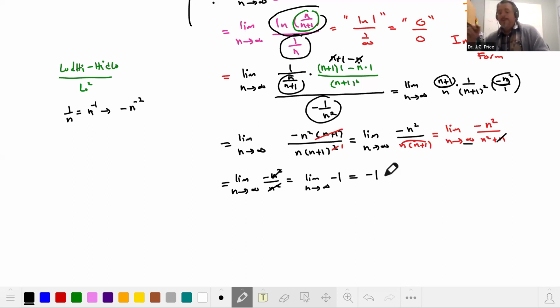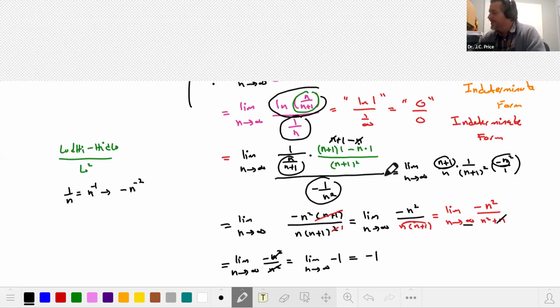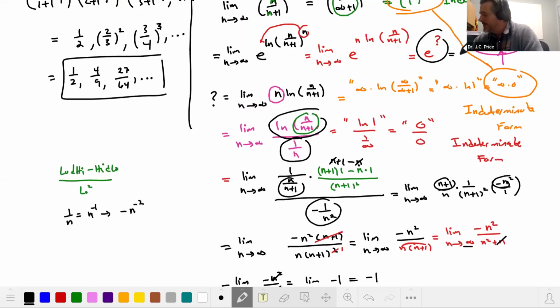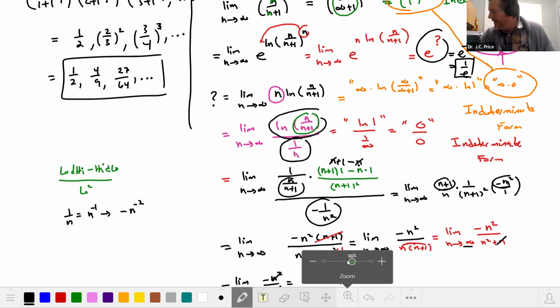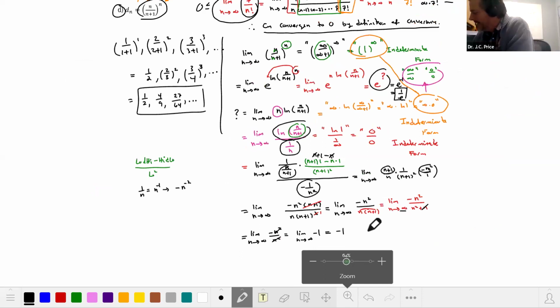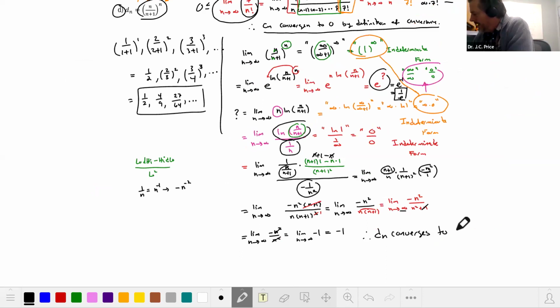And then be careful, because that's not what the sequence actually converges to. The sequence actually converges to, remember, e to the question mark. So it's actually equal to e to the negative 1, or if you like, 1 over e. So down here, let's just zoom out a little bit. So down here, when I write my conclusion, I can say, therefore, this d sub n converges, that sequence converges to 1 over e by the definition of convergence.